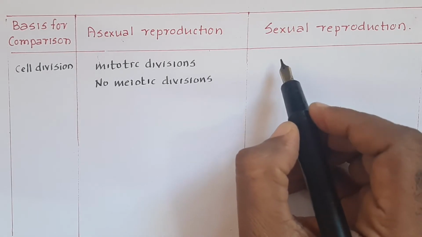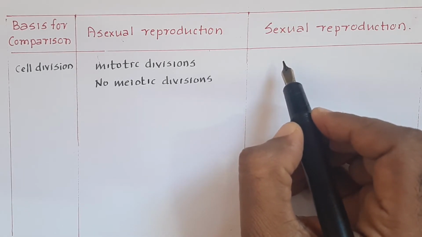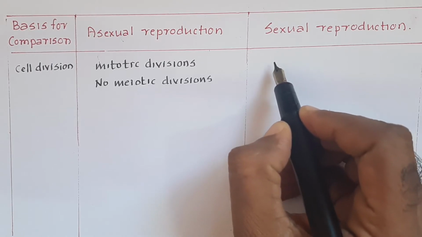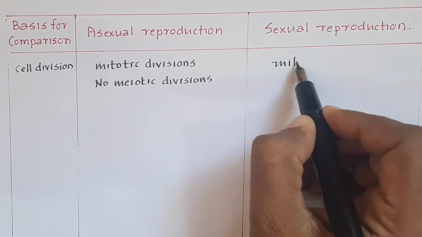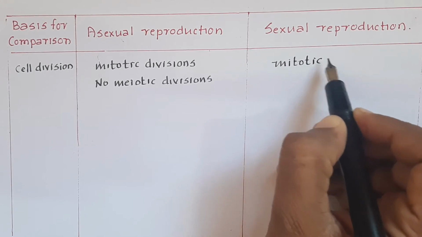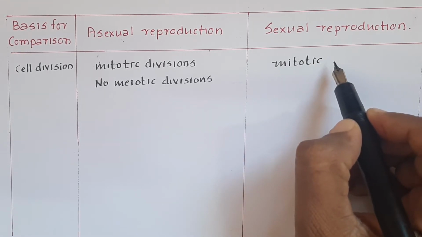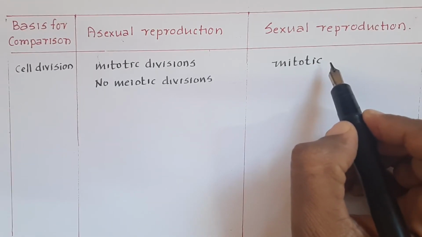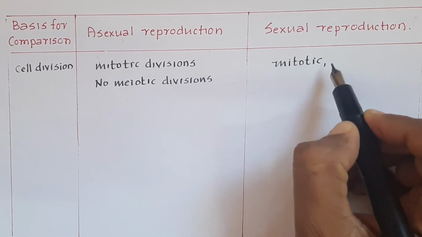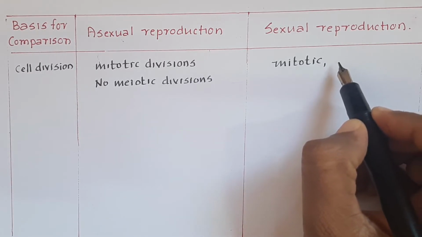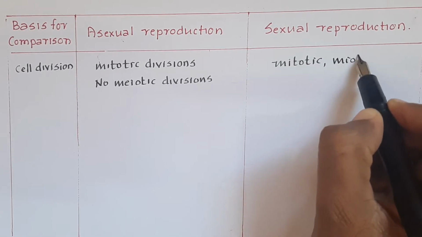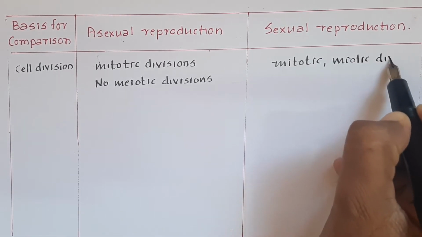But in case of sexual reproduction, it occurs by series of mitotic as well as meiotic divisions.